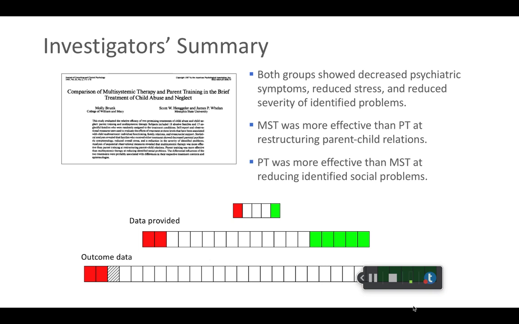They say, both groups showed decreased psychiatric symptoms, that's 1 point, reduced stress, number 2, and reduced severity of identified problems, number 3. Now they're saying that both groups showed that, so there's no difference between groups, so I'm counting that as 3 null statements. They say that MST was more effective than parent training at restructuring parent-child relations. That's 1 point for the MST green team. And parent training was more effective than MST at reducing identified social problems. 1 point for the red team.